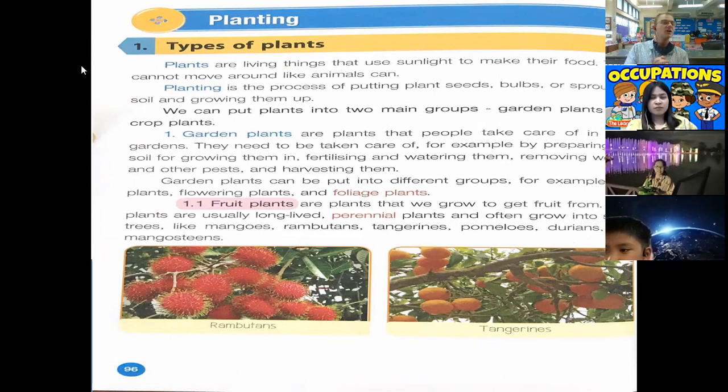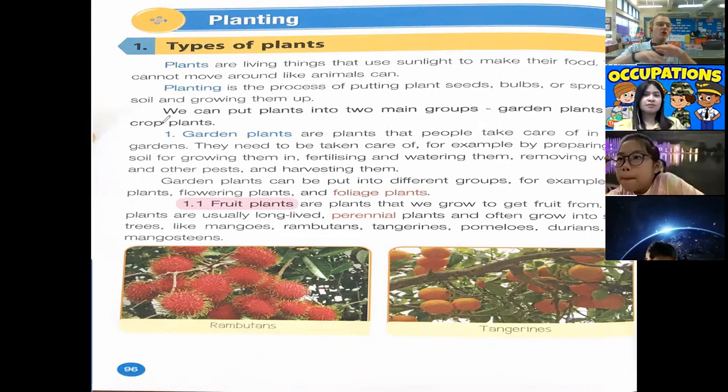What is the difference? Now let's have a look quickly. Very important, because if you want to be a farmer one day, you need to understand the differences. So garden plants are plants that people take care of in their garden. They need to be taken care of, for example, by preparing the soil for growing them in, fertilizing, watering, removing all the unnecessary plants. Now, garden plants usually do not have any value for eating. They're only there to look nice and beautiful. So people use those plants for decorations in their home.